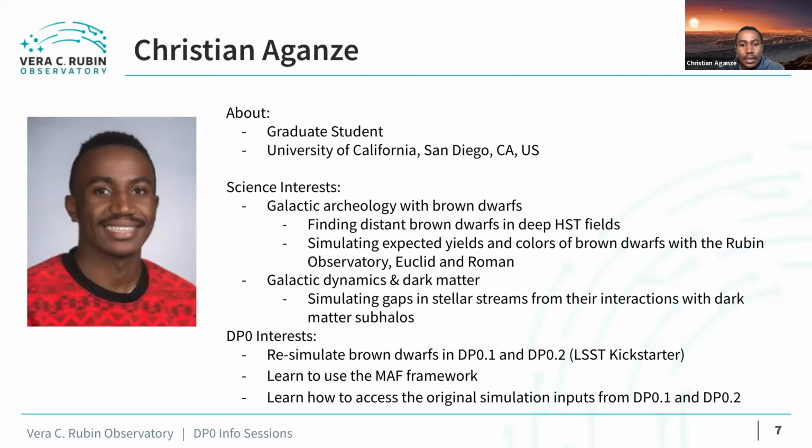interest of mine. For DP0, again, we have part of an LSST grant, Kickstarter grant, and I'm interested in simulating brown dwarfs in DP0 and DP0.2. We're simulating them because they're already in there, but our proposal was to redo that. And then I'm also interested in learning how to use the Matrix analysis framework. And I want to also see if I can find the truth tables that were inputs for DP0. So that's roughly my interest in DP0.